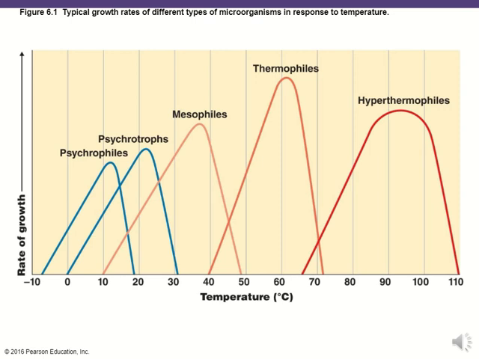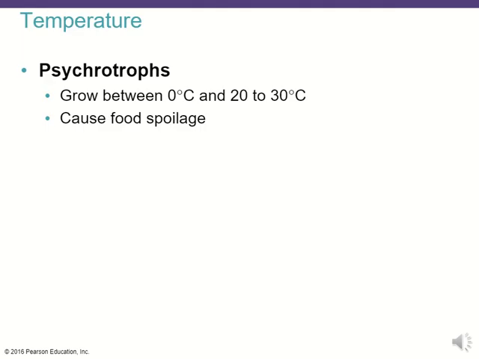This graph just shows how certain types of bacteria have preferential temperatures in which they can actually grow, and outside these regions, growth is not typically possible. Getting into psychrotrophs, well, they typically grow between 0 degrees Celsius, or the freezing point of water, to around 20 and 30 degrees, so around room temperature. And they typically will result in food spoiling.